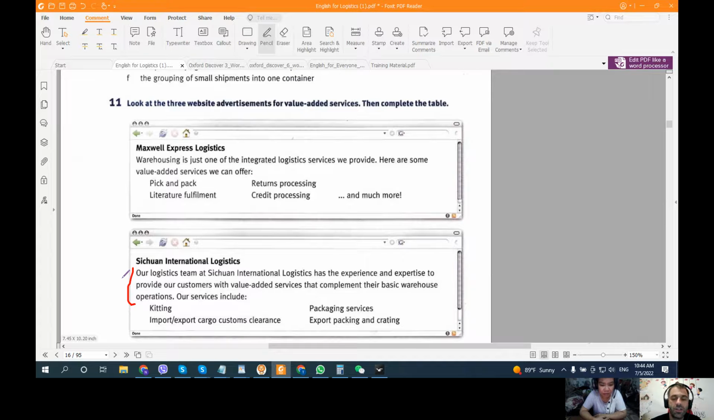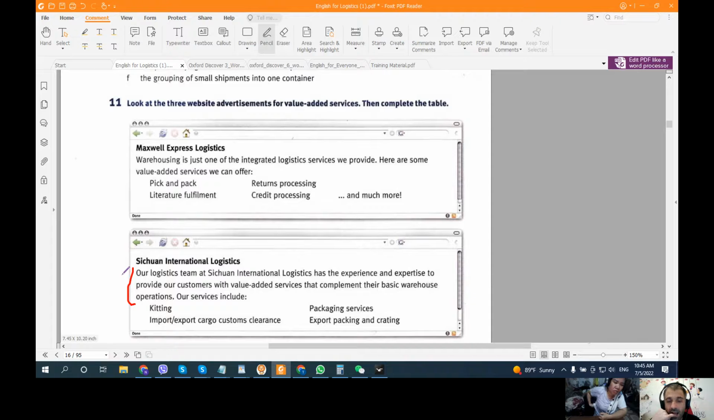Okay, and which do you think is the most important here? Which of these is really important? What do you think? I think the import, export, cargo, customs clearance. And why? Can you please tell me why? Because if we don't have the customs clearance services, we cannot clear the container.